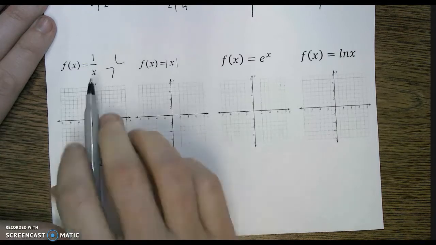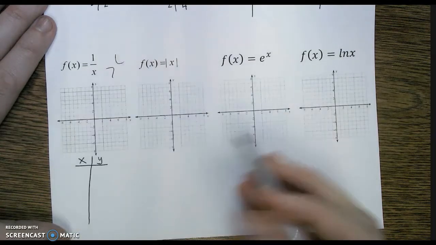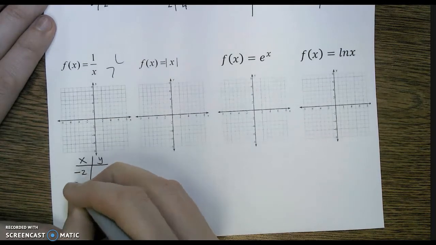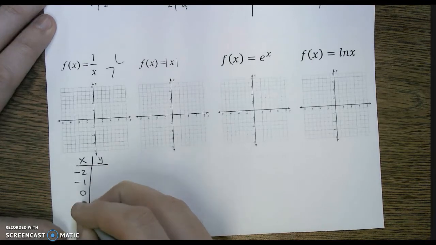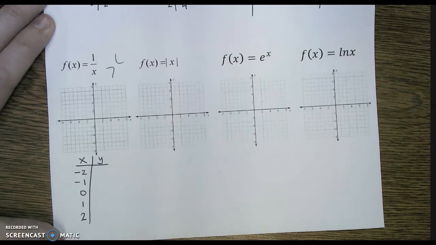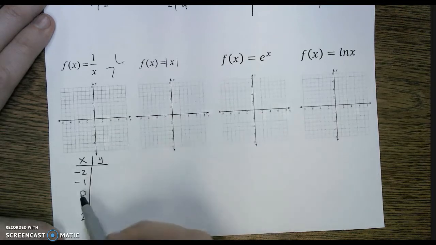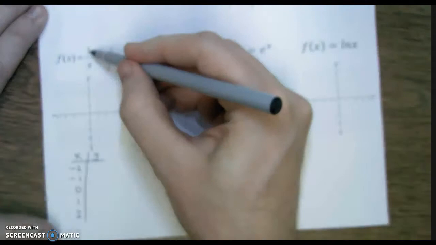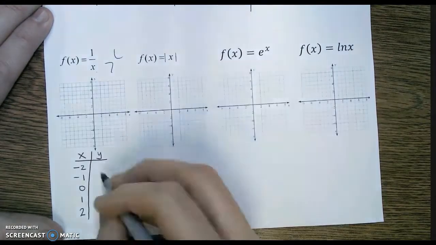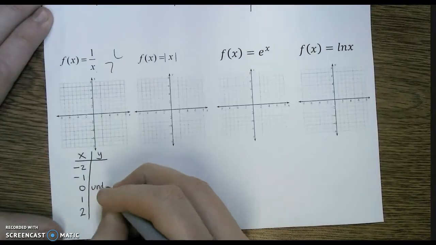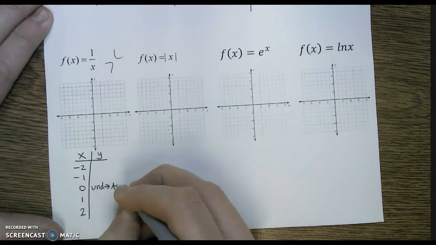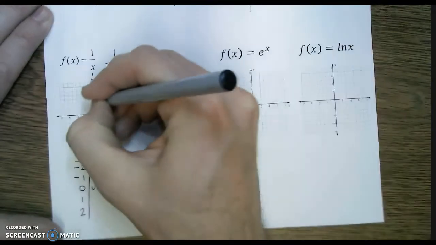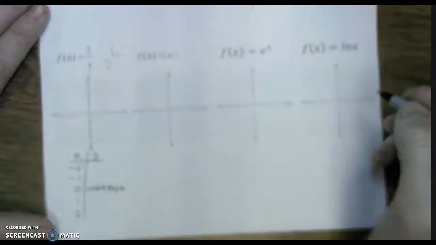Can you plug in negatives into a fraction? Yes. So let's plug in -2 and -1, 0, 1, and 2. Now, what's going to happen at 0? I say we're going to plug in 0, but you actually can't do that because I'm going to get 1 divided by 0. You cannot divide by 0, so it's undefined, which means there's an asymptote at 0. So I can go ahead and put a dotted line at 0.